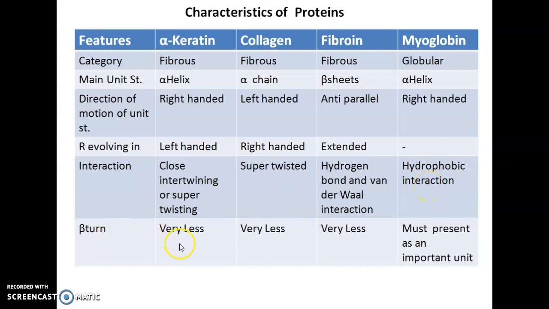Beta turns are present less in the fibrous category of proteins, while they are a must-have structure in the case of globular proteins. So this is all about the structure of the different categories of protein.